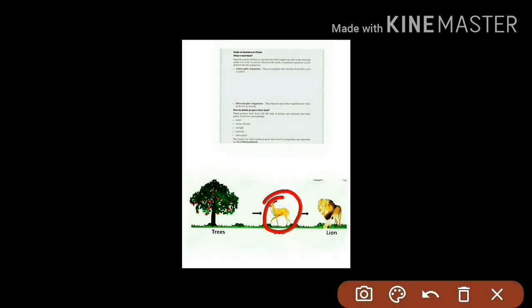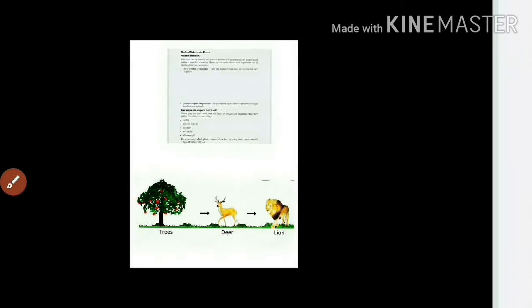So if there is no tree, think there is no tree, then for the lack of food there will be no herbivorous animals. Means for the lack of food the carnivorous animal will die. So in an indirect way they depend upon the plants for their food. Now I think you are clear about this topic. So let's move to the previous topic.